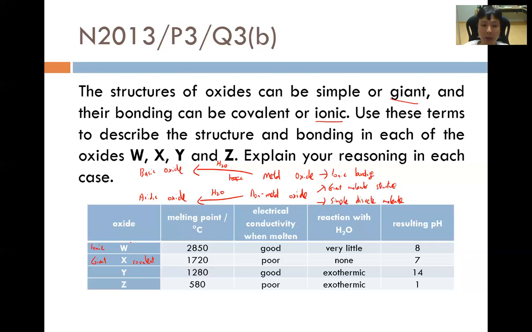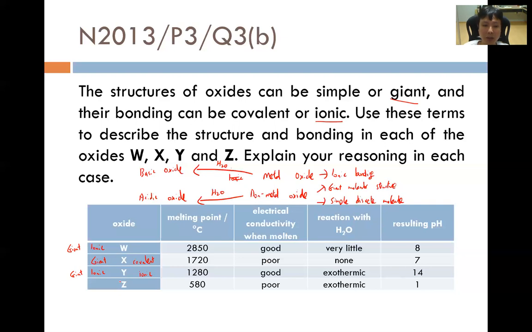For Y, the melting point is 1280. The electrical conductivity when molten is good, and the reaction with water is very exothermic, and it forms a very alkaline solution. So all this, high melting point and good electrical conductivity when molten, is pointing towards ionic bonding. The good reaction with water, forming an alkaline solution, means that it's a giant ionic lattice. So this is also a giant ionic lattice, and of course, ionic.